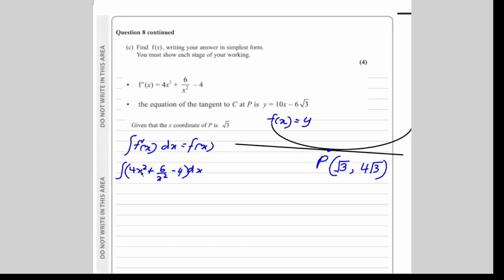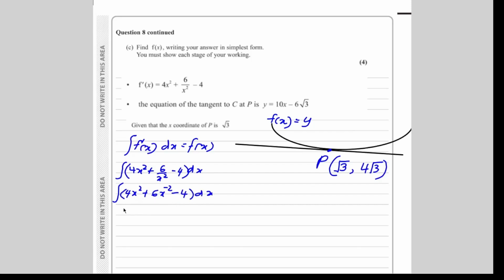Right, now there should be a certain format so that we will be able to integrate this. We can't have any x variables in the denominator. You need to bring everything to the numerator. When we bring x variables to the numerator, you need to change the power. When the power is in the denominator and you bring it to the numerator, its power gets negative. So let's rearrange this first of all: 4x squared plus 6x to the power of minus 2 minus 4.